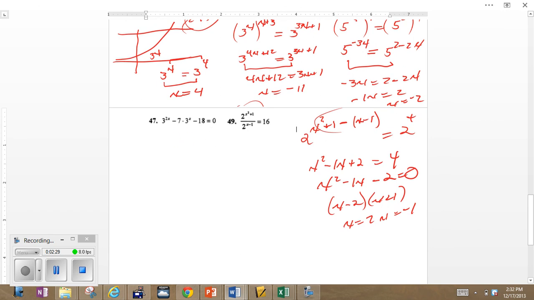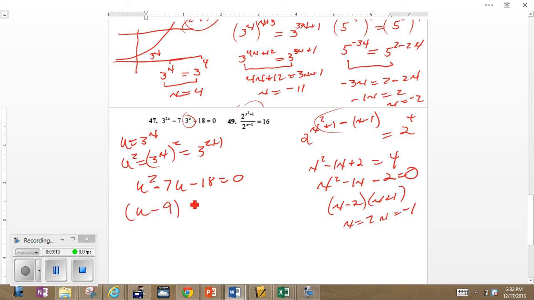Here we go. Number 47 is quadratic. What you want to do is identify that 3 to the x and 3 to the 2x are squares of each other. In other words, if u is equal to 3 to the x, then u squared is equal to 3 to the x squared, which of course is 3 to the 2x. So now my expression is nothing more than 3 to the 2x, which is u squared, minus 7u minus 18 is equal to 0. And that's certainly factorable: u minus 9, u plus 2 equals 0.